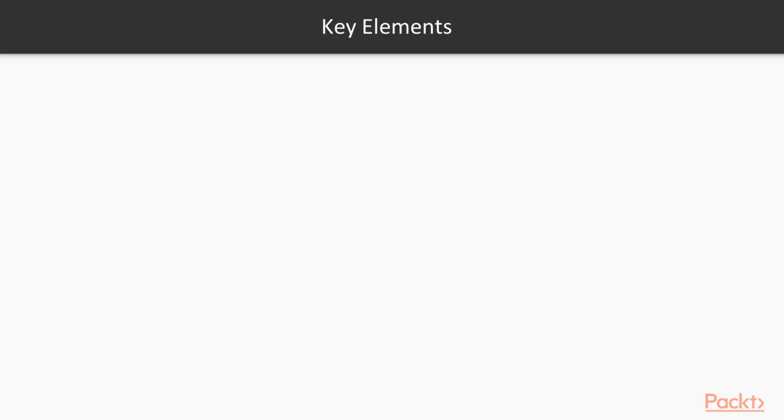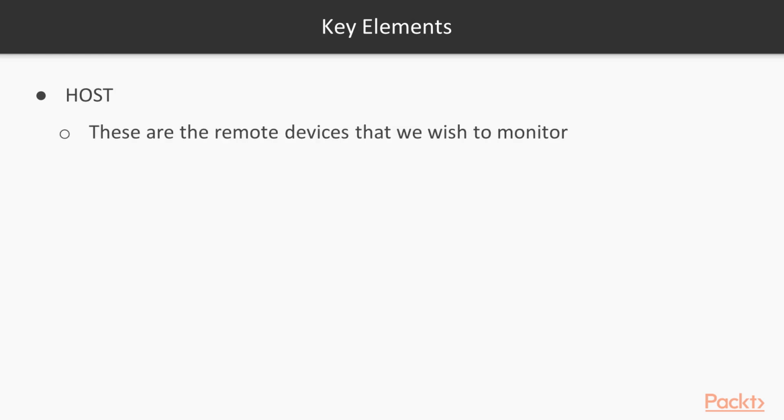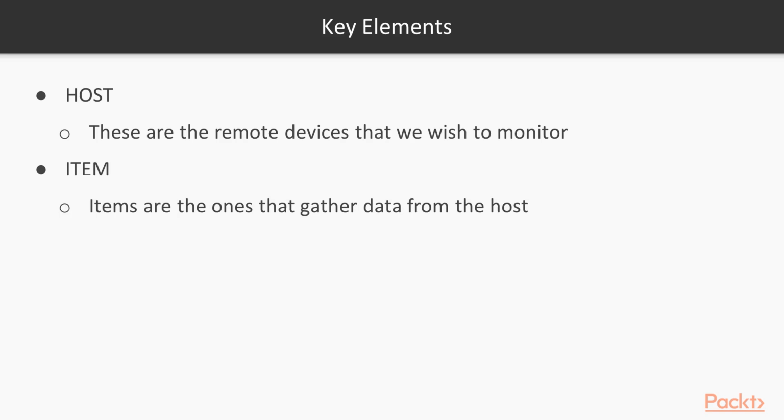So first of all is host. These are the remote devices that we wish to monitor, like say Linux servers or Cisco switches. The next one is the item. Items are the ones that gather data from the host. So items are defined like what services that you want to monitor. It's like Apache, a web-based server, or you can define a specific port in it.